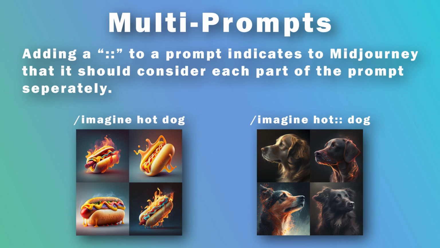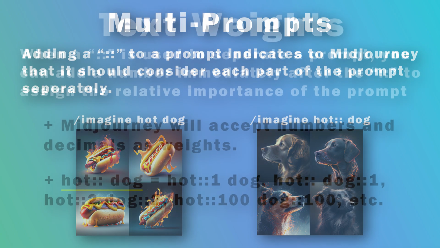If you really want to bring your Midjourney prompts to the next level, you need to master how to utilize multi-prompts and text weights. Midjourney actually has the ability to consider two or more concepts individually. For example, if we take the prompt hot dog as a single concept, we get a hot dog. But if we separate the two using the double colon as a separator, Midjourney will consider them separately and we get a much different image, as you can see here on the right.